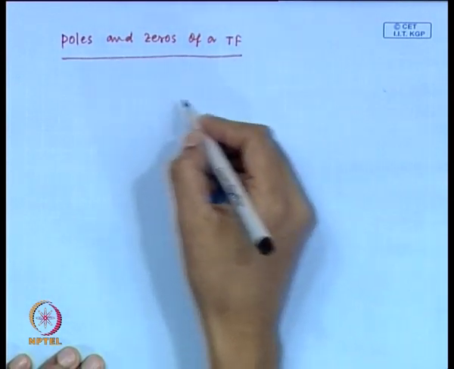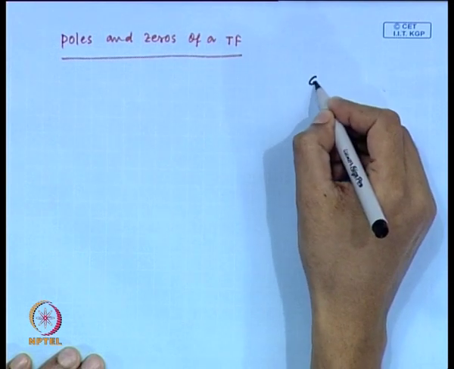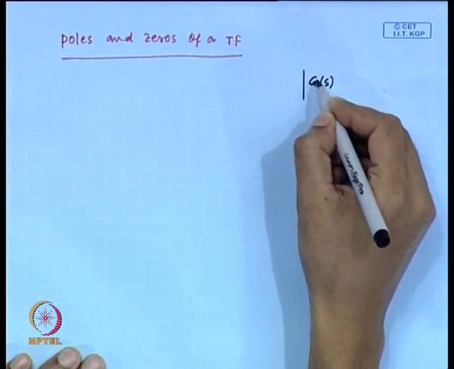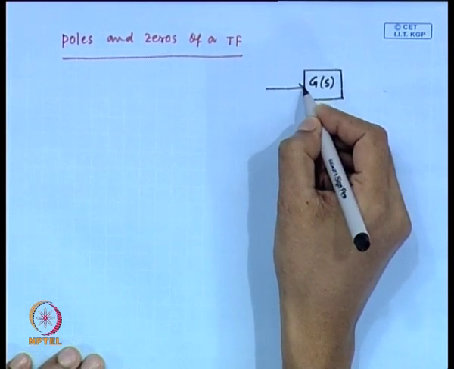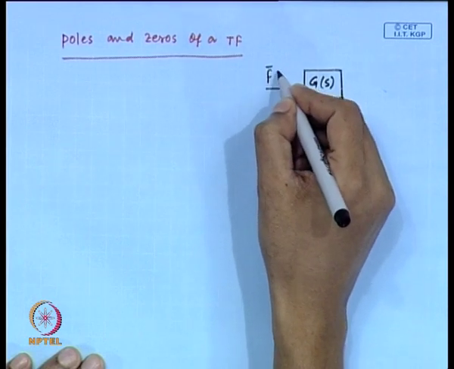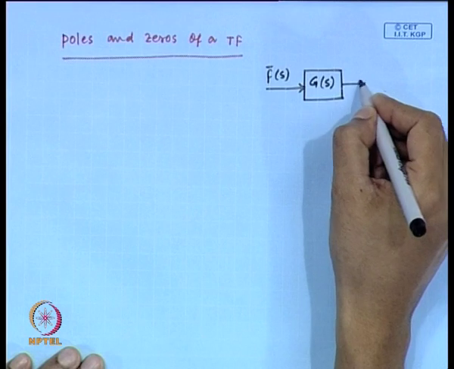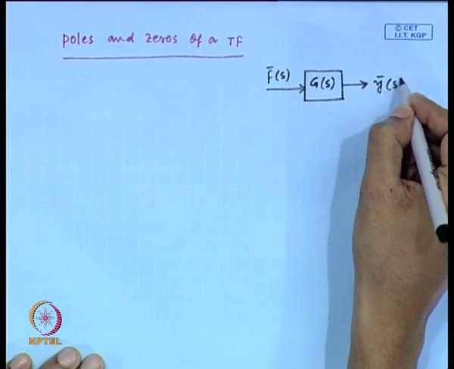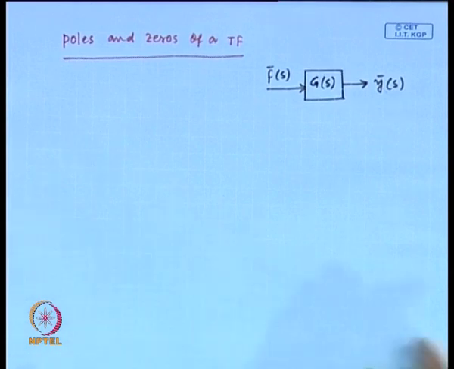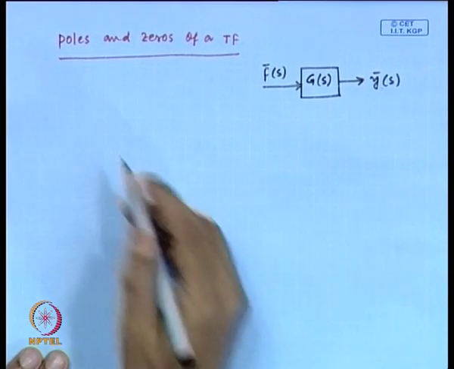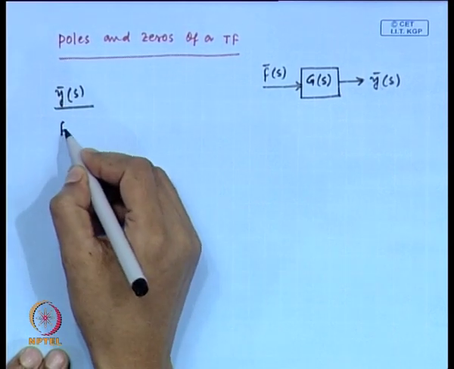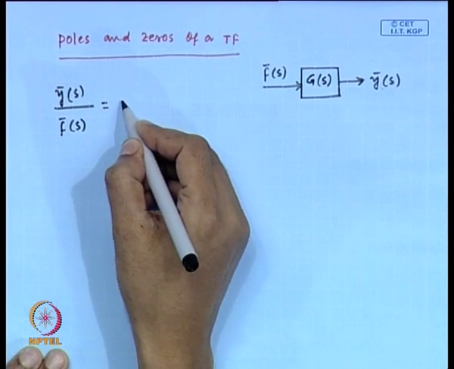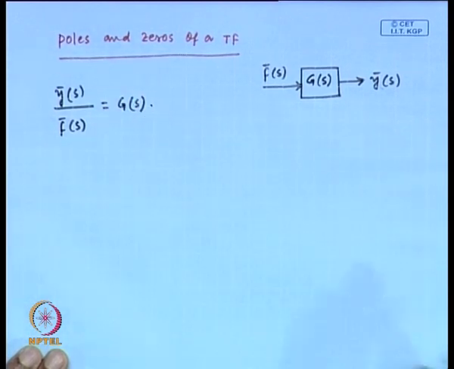Suppose this is the block diagram for a single input single output system G(s). Input to this process is F bar(s) and output of this process is Y bar(s). Fine. So, we can write this in this form, Y bar(s) divided by F bar(s) equal to G(s). G(s) is the transfer function we know.